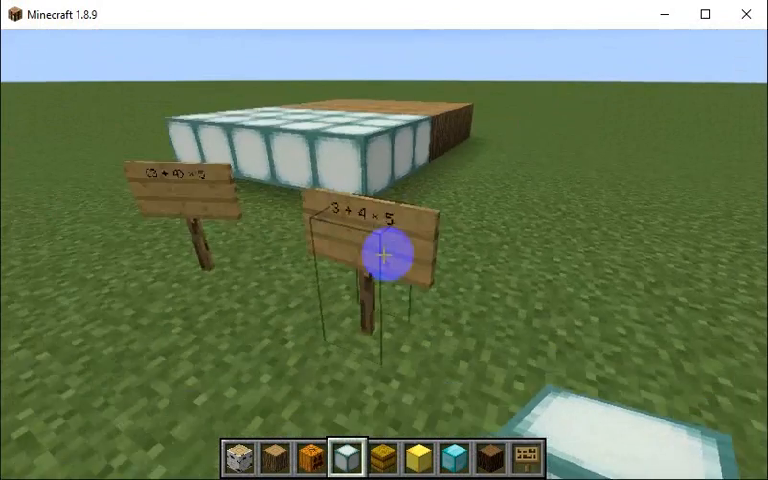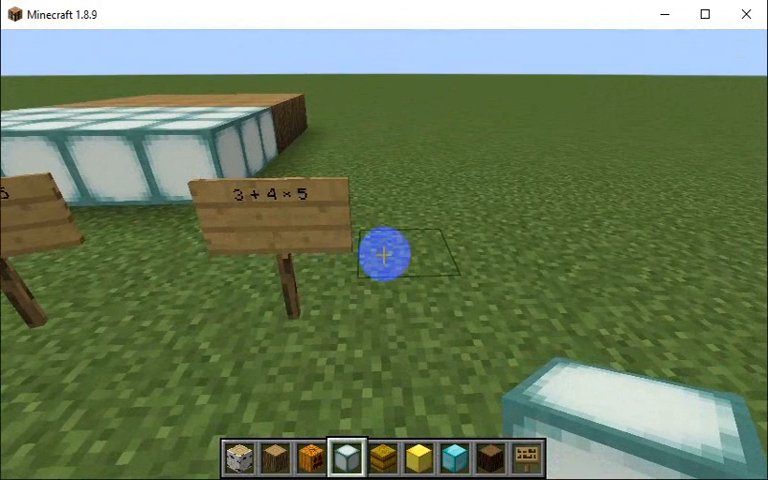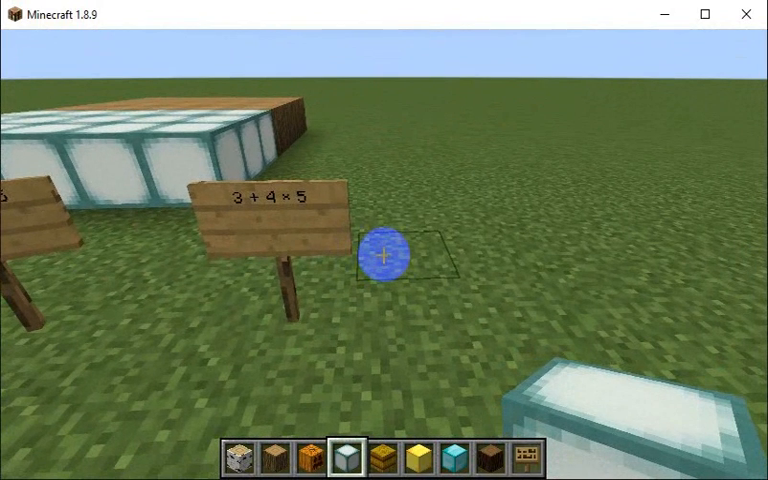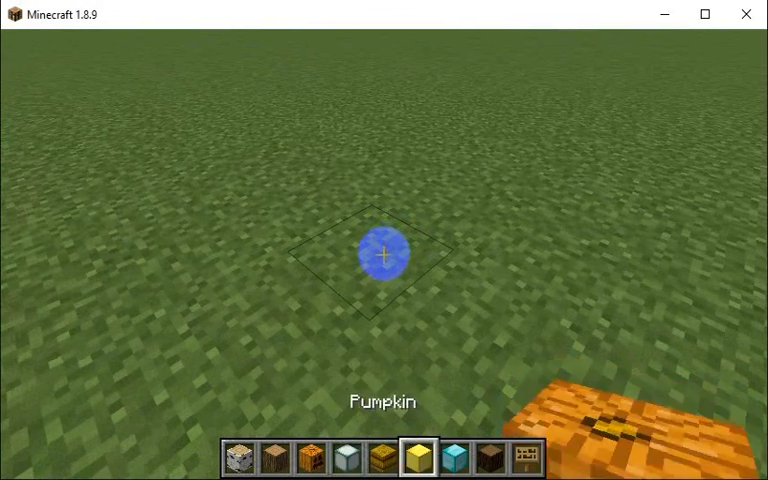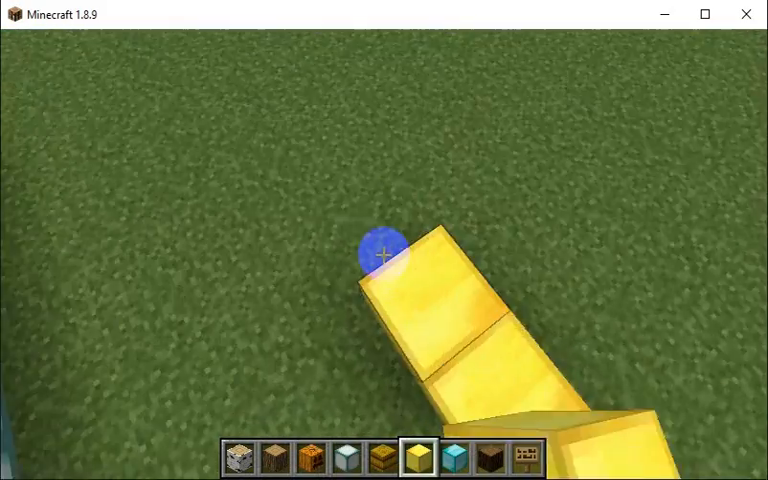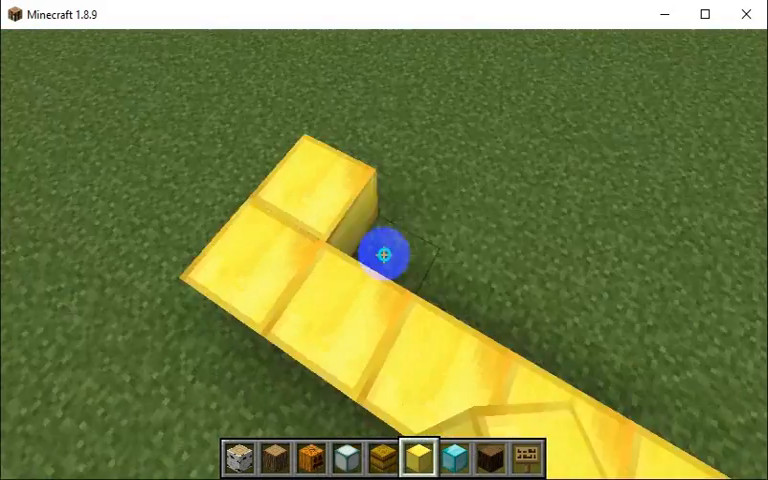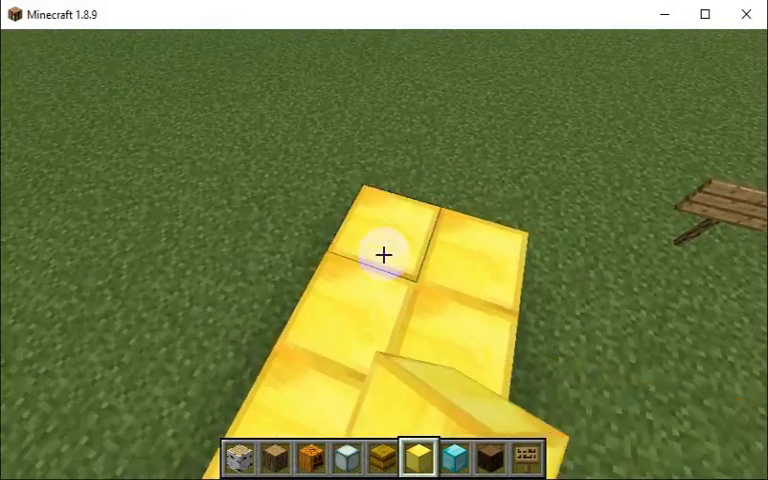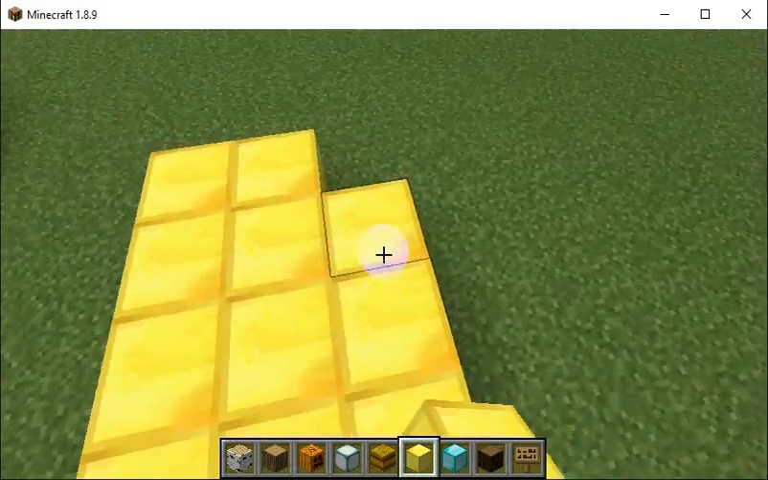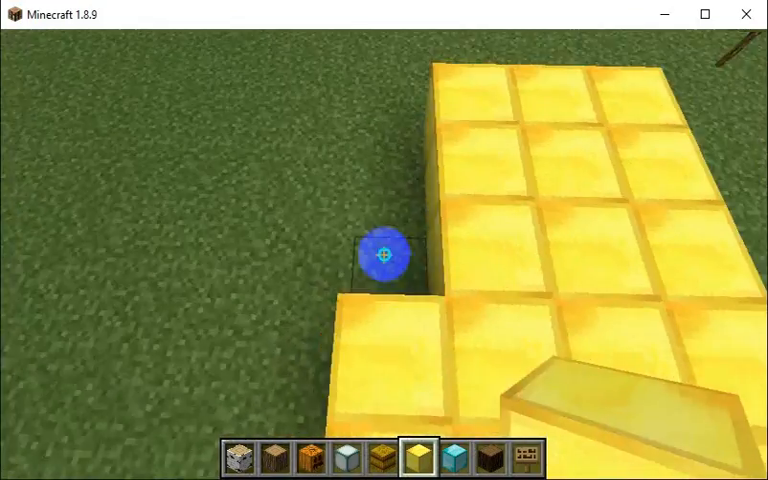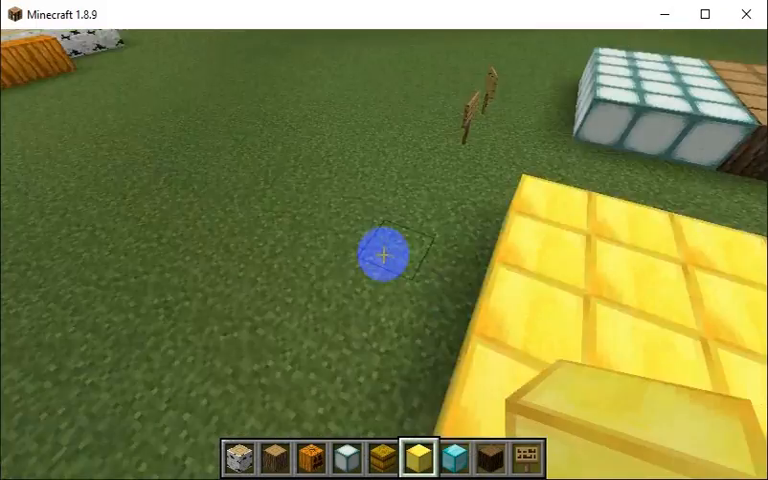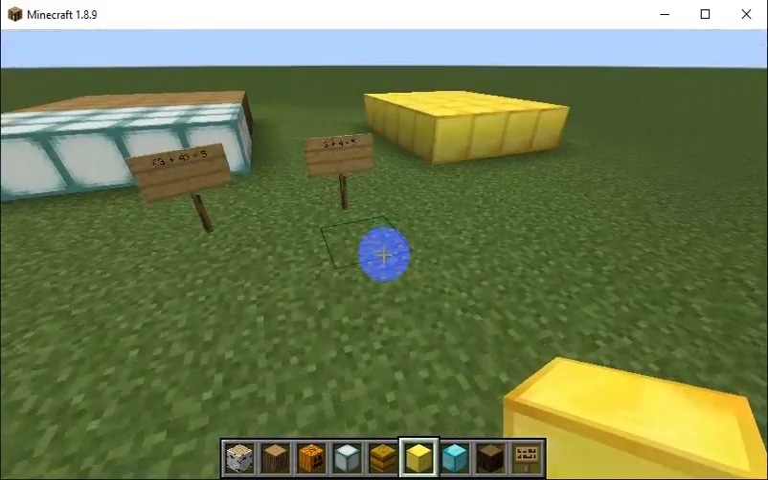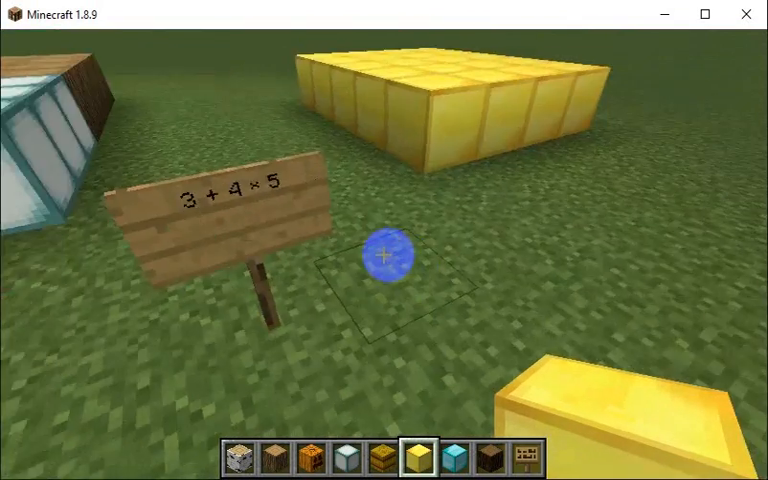Now, the other sign here has 3 plus 4 times 5. There's no brackets here, so we're going to do the multiplication first. We're going to go 4 times 5. And maybe I'll use gold blocks for this one. 4 blocks right there times 5. And we have a little bit more. We've done the multiplication, and we also have to add 3.